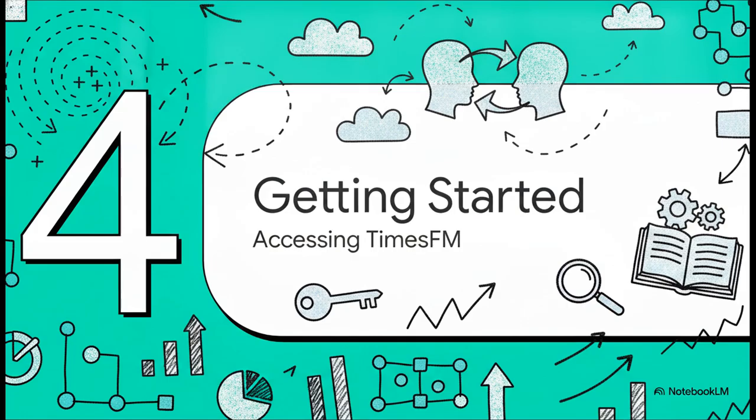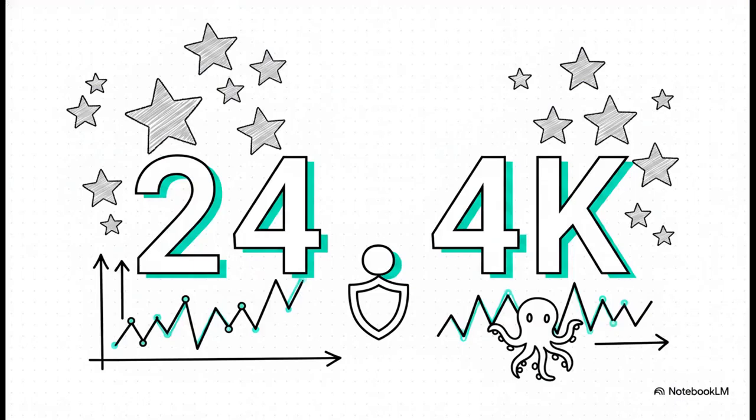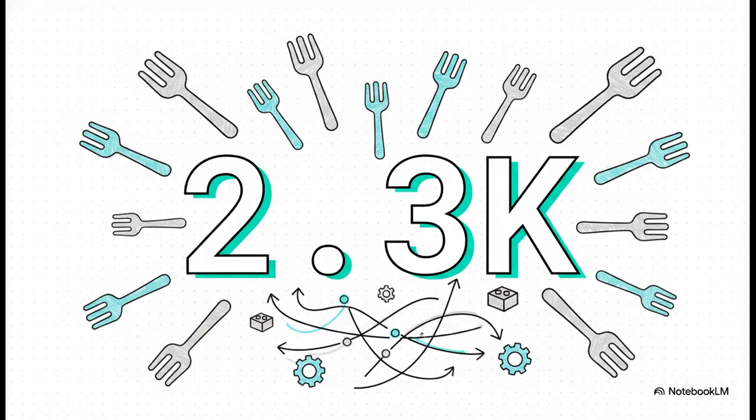All right, let's wrap things up with part 4, getting started today. So, how do you get your hands on this? Well, you'll be joining a massive community. The trust here is just undeniable. The repository has already earned over 24.4 thousand stars. Plus, with over 2,300 forks, it's pretty clear that developers aren't just bookmarking this page for later. They're actively cloning the code to build their very own bespoke forecasting solutions.